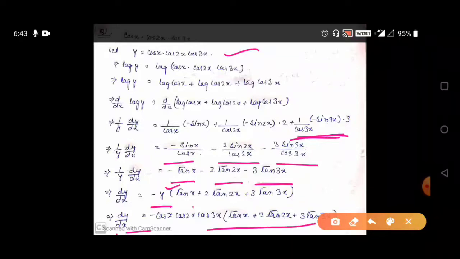So to do this kind of question, first of all we will assume that our question is equal to y, then we will take logarithm on both the sides, then only we will differentiate with respect to x.